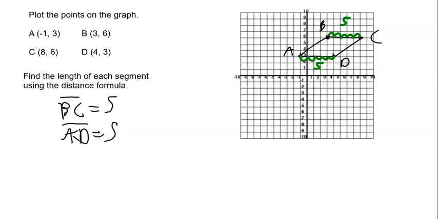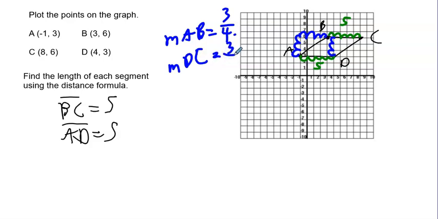So let's do that trick with the slope. Let's find the slope of AB. 1, 2, 3. So the slope of AB is up 3, right 1, 2, 3, 4. And DC should be the same thing. Hopefully. So from D we go up 1, 2, 3. So there's my 3. And right 1, 2, 3, 4. So they have the same slope. So we know it's a parallelogram.